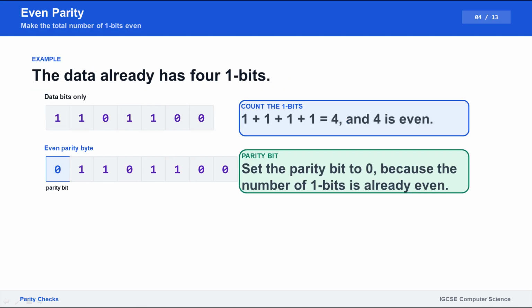Even parity. Now let us use even parity. The data bits are 1, 1, 0, 1, 1, 0, 0. There are already 4 1 bits. 4 is even, so the parity bit is set to 0. The final byte still has an even number of 1 bits.